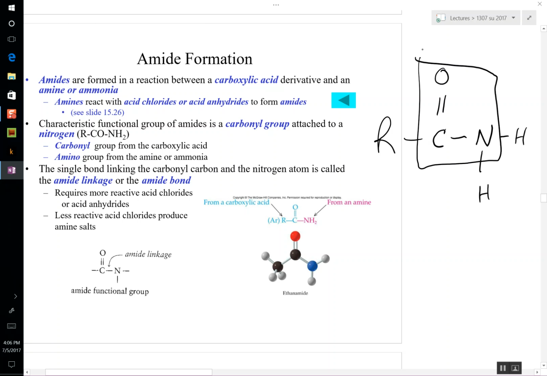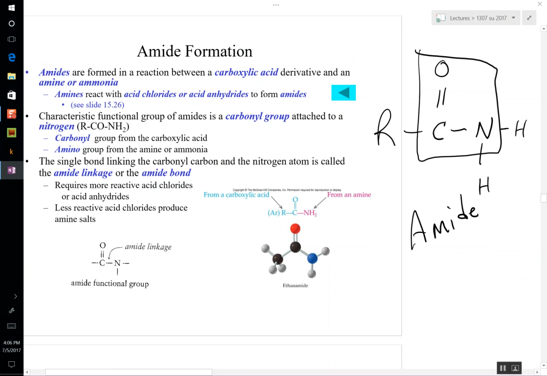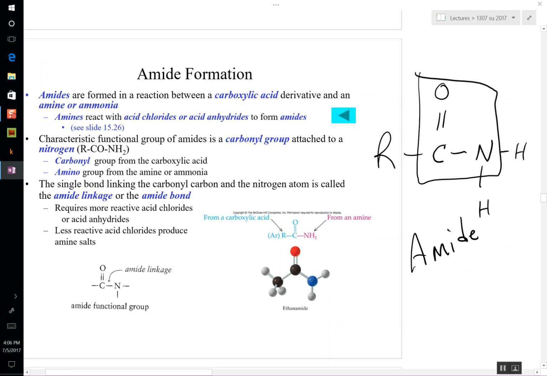You've got a carbon-oxygen double bond, and on that particular carbon, you have a nitrogen. That's an amide. All right, this is not an amine. This is an amide. So here's your amide functional group right here. Something coming off there, but there's the essence of the amide.